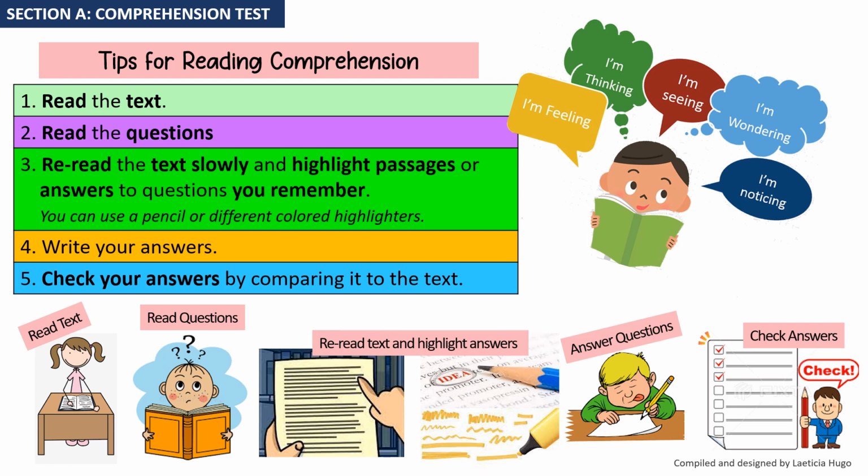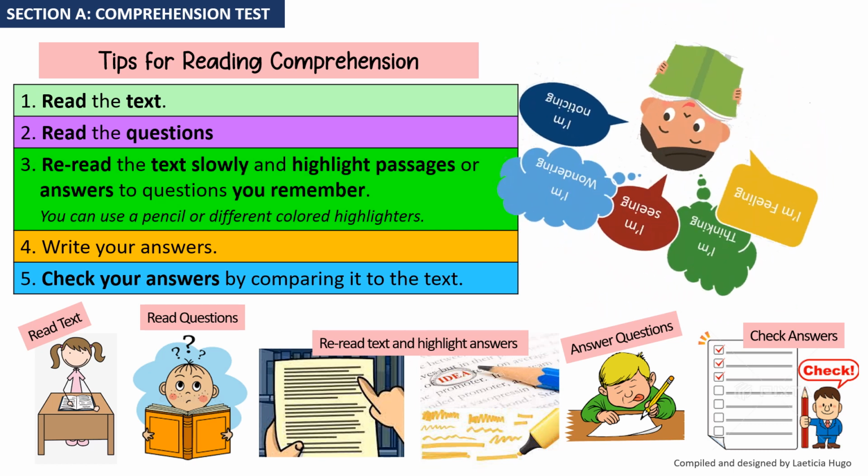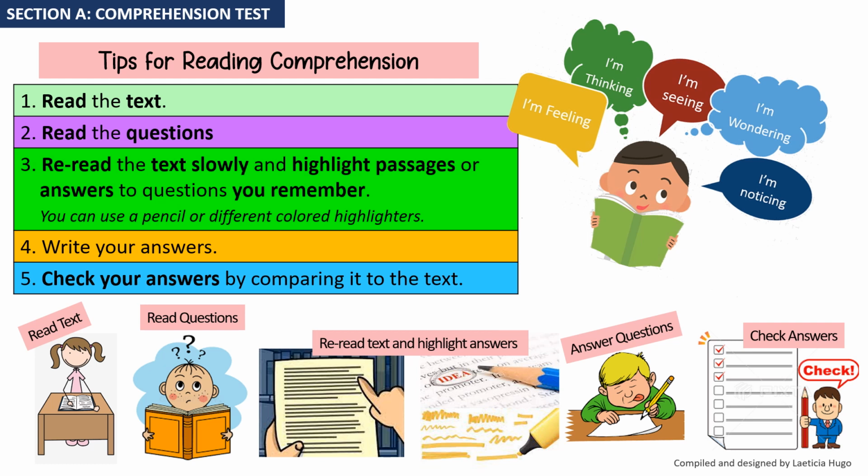So for Section A in your test, it's going to be a comprehension test. You can't really study for a comprehension test, but here are some tips for reading comprehension. First of all, read the text. Second, read the questions. Thirdly, reread the text slowly and highlight passages or answers to questions you remember. You can use a pencil or different colored highlighters to do this. Fourth, write your answers. And lastly, number 5, check your answers by comparing them to the text.